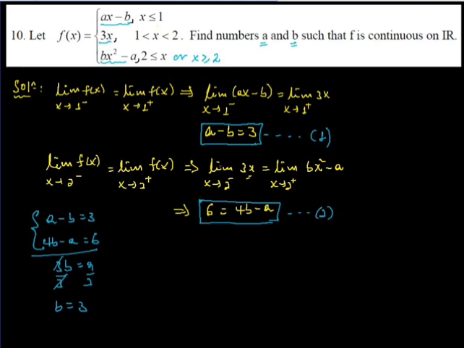So if b is 3, we can substitute the value of b in the first equation or in the second. So a minus b is 3. Already b is obtained as 3. So a will be 3 plus 3, which is 6. Therefore, the value of a becomes 6 and the value of b is 3. So for these a and b values, the function will be continuous on the real numbers. That means for other values of a and b, this function will not be continuous on the real numbers.